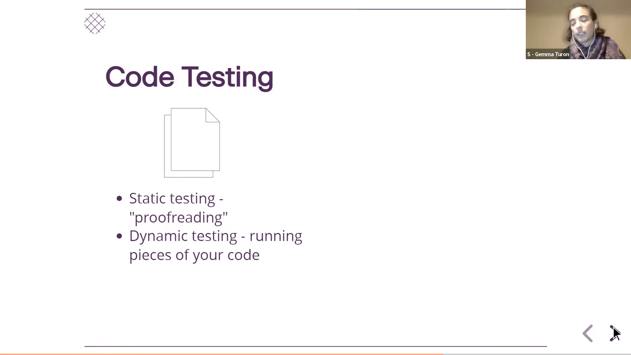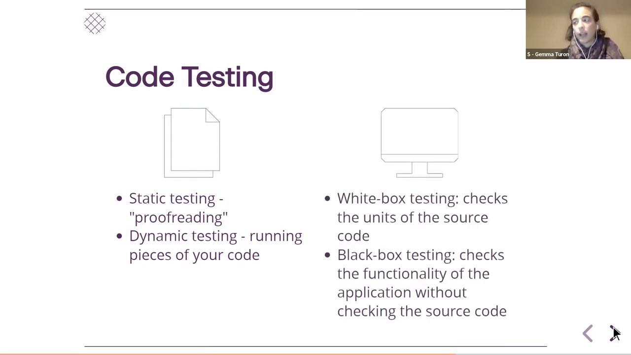Some people also classify it as white or black box testing. White box testing means that you check each unit, for example a function, a module, or a class in Python, and just check that it is well written and doesn't contain errors.